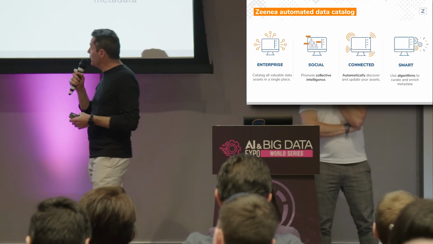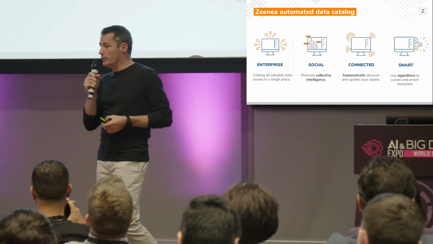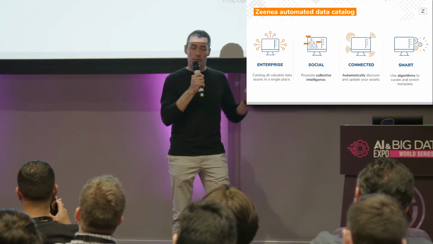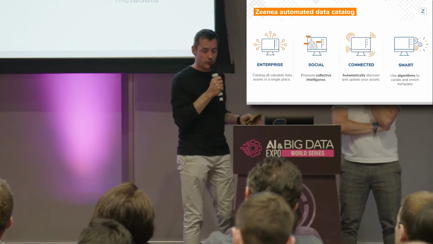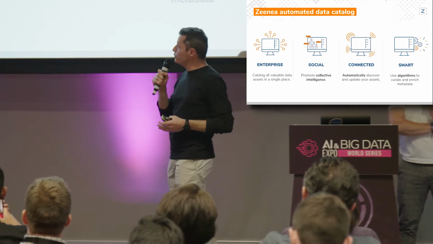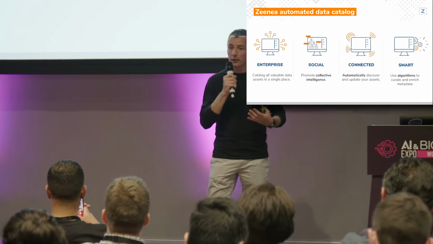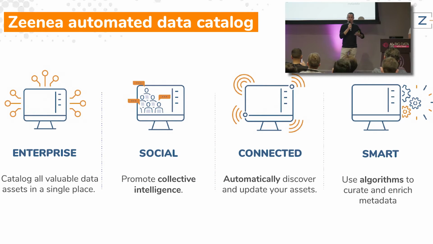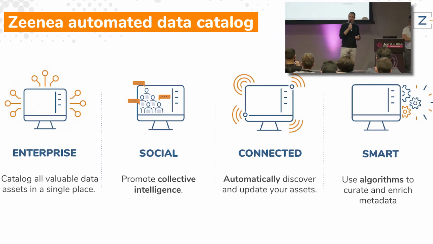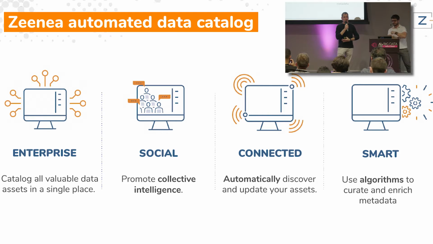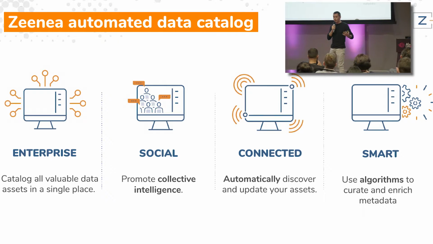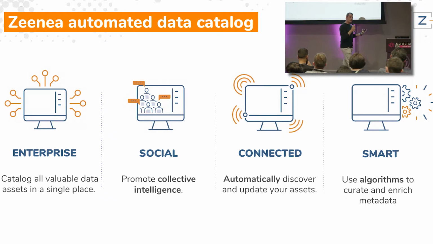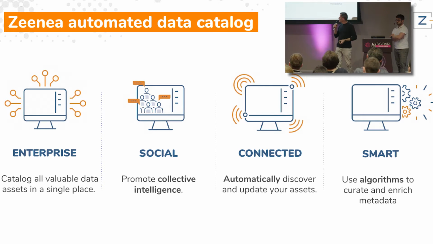So that's actually what we've been building at Zeenea. Our data catalog has four pillars. The first one is that it is an enterprise catalog. You already have catalogs everywhere today. Most technologies come with a catalog. What we have is a catalog that will catalog all your assets, all your storage, not just in your data lake, not just in one of your BI systems or your warehouse, but we will document everything everywhere.